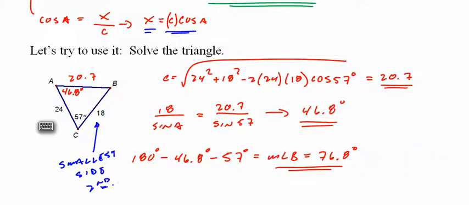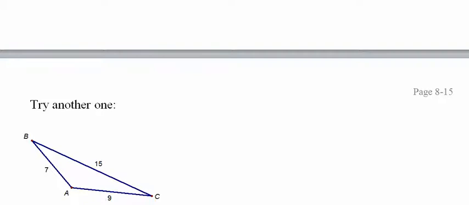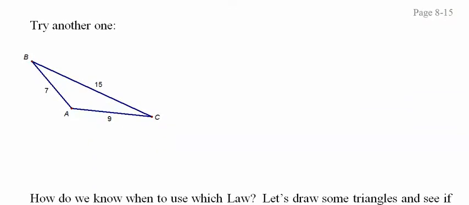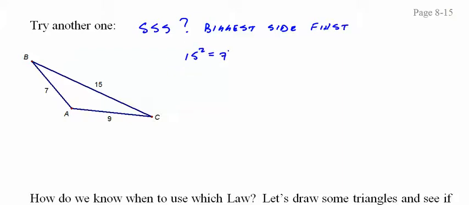And I don't think I've ever taught it that way before, because I didn't realize it until I was doing a billion problems. Because now I'm going to tell you to find the biggest side first. Side, side, side. Biggest side first, because this takes all the guesswork out. 15 squared equals 7 squared plus 9 squared minus 2 times 7 times 9 cosine of A.